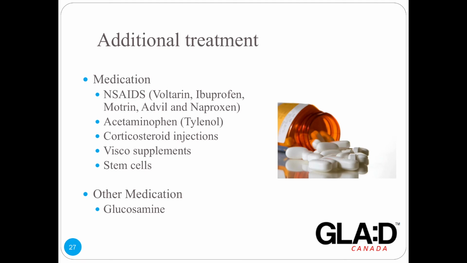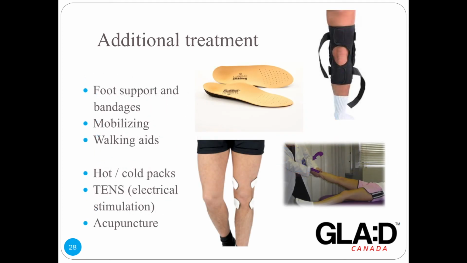So second line. Also in our second line of treatment, as you can imagine, are different sorts of aids. So we've got foot supports such as orthotics. You might have a brace, something to help mobilize your joints. You might use walking poles or a cane or a walker, so anything to help you move more. You've got your walking aids.